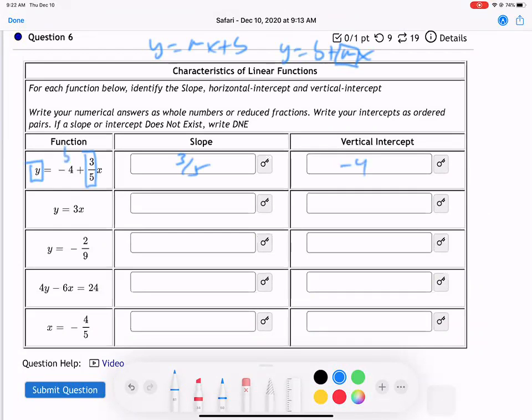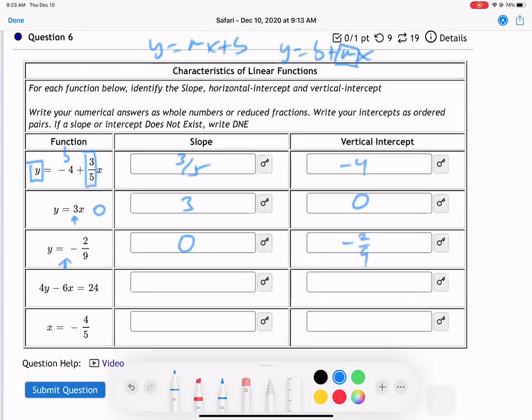The goal is to be able to identify your y-intercept and slope. Next question. We do have an x, so that's my m. But we don't have a b. That's just simply 0. Next question. I don't have an x, do I? So that means I don't have a slope, but I do have a y-intercept.